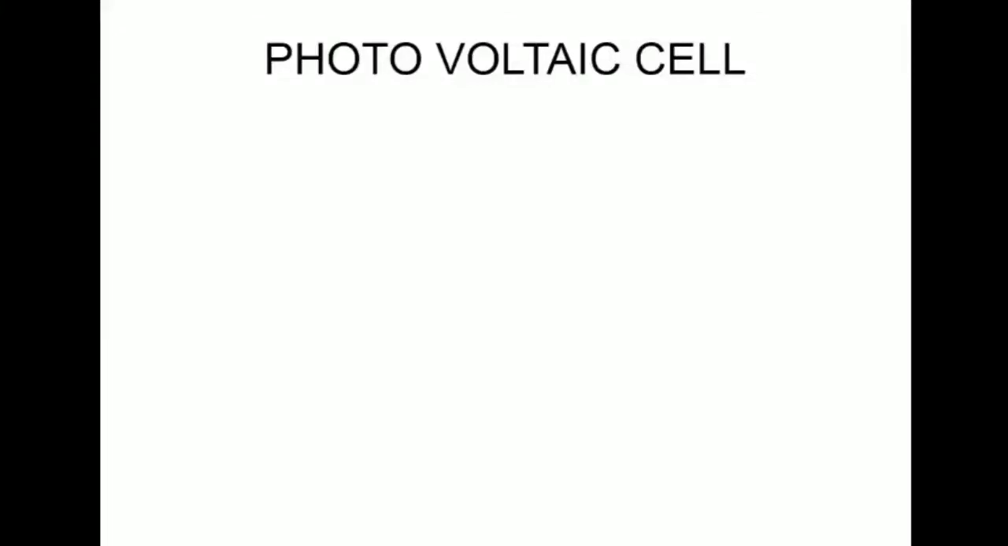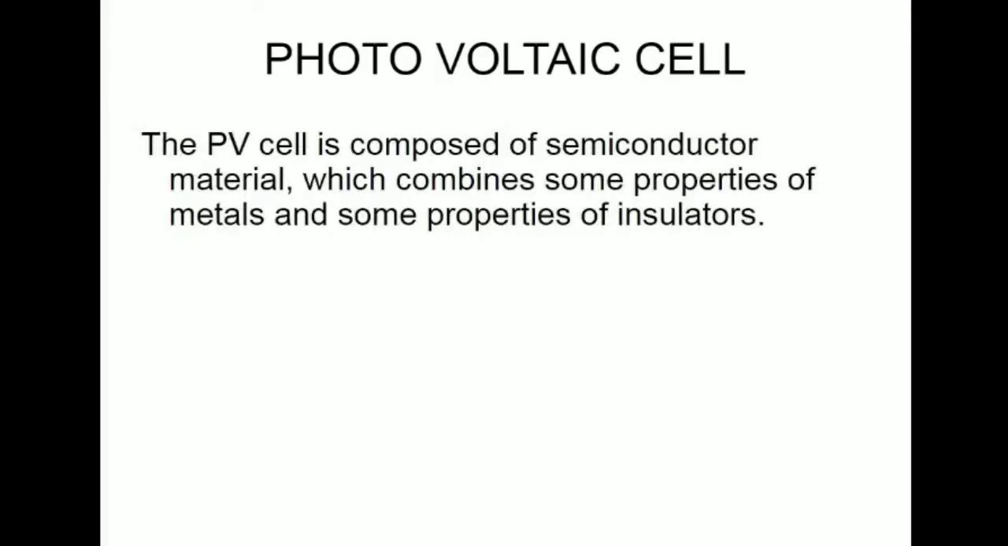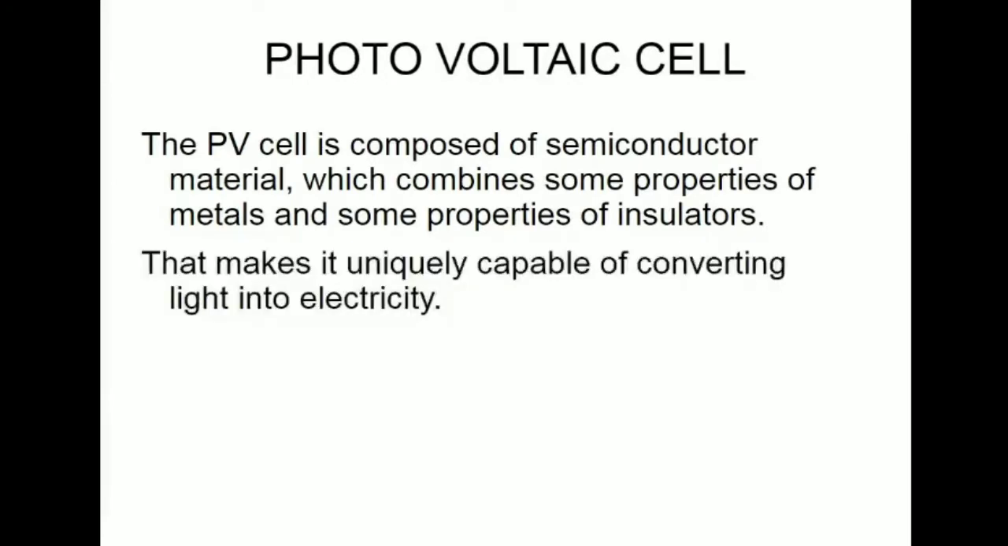Good evening all. Our next topic in the third module is the photovoltaic cell or PV cell. The PV cell is composed of semiconductor material which combines some properties of metals and some properties of insulators. So the properties of a semiconductor lie between that of metals and insulators. It makes it uniquely capable of converting light into electricity.